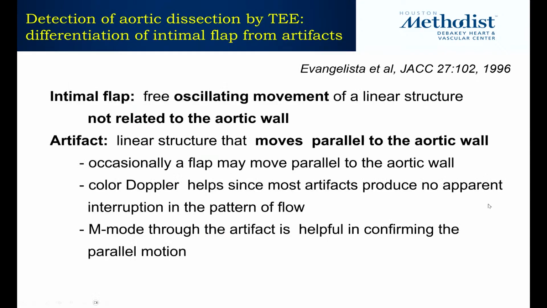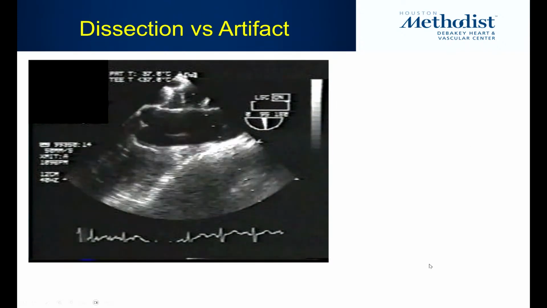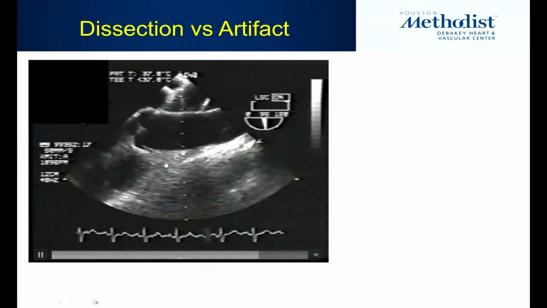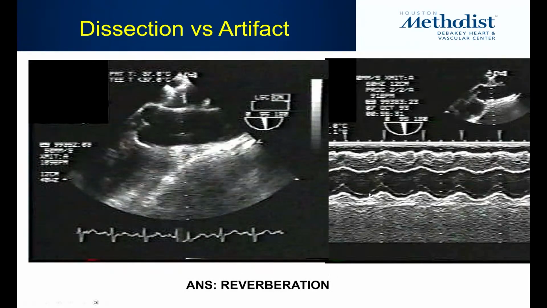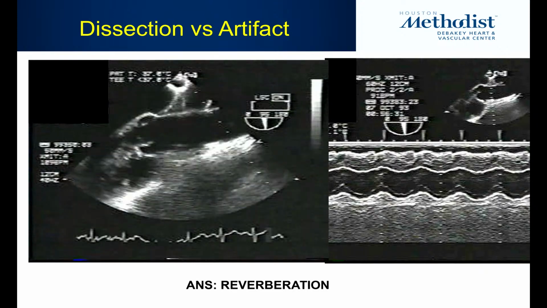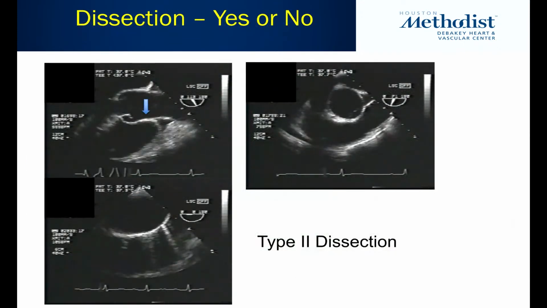So a very nice study from Spain was done several years back, showing that artifacts move in parallel with the aortic wall. So if you're in doubt, here you have that one there, what is it? If you're in doubt, do an M-mode. And you can see now that this so-called intimal flap is moving perfectly in concert with the rest of the wall. That's an artifact. Because an intimal flap will have its own random motion that will not be following the movement of the aorta.